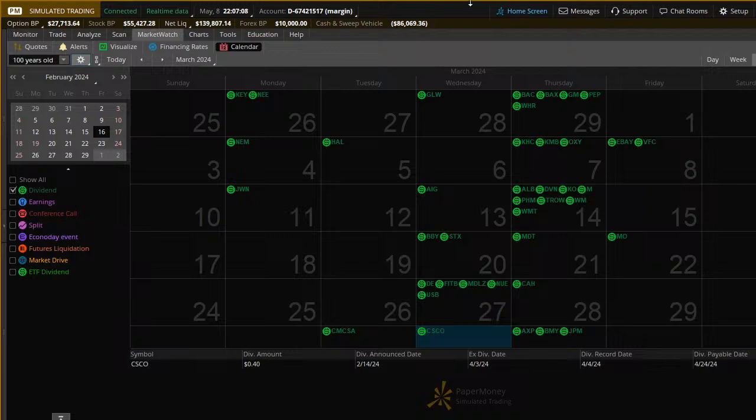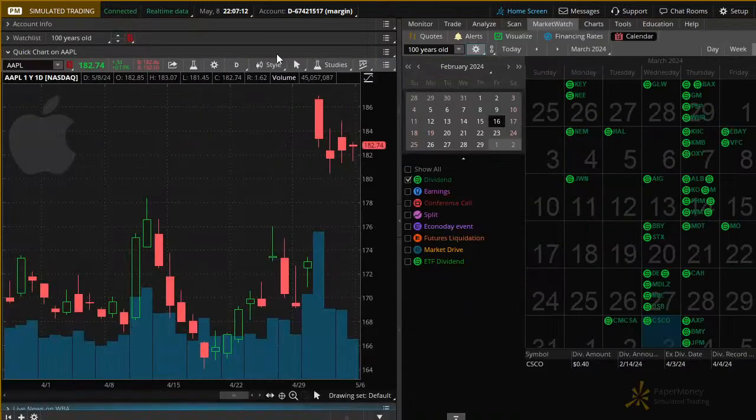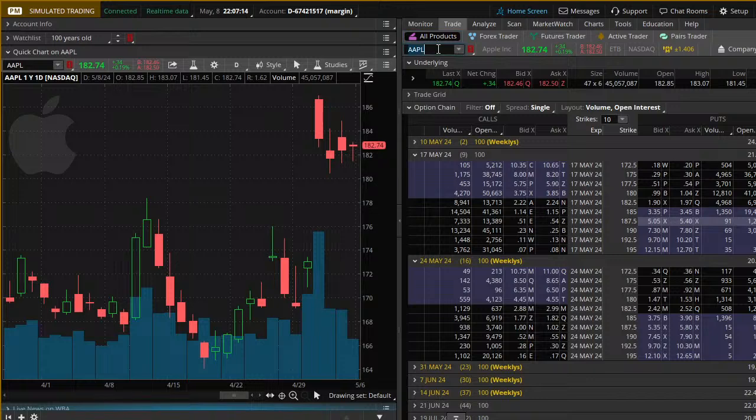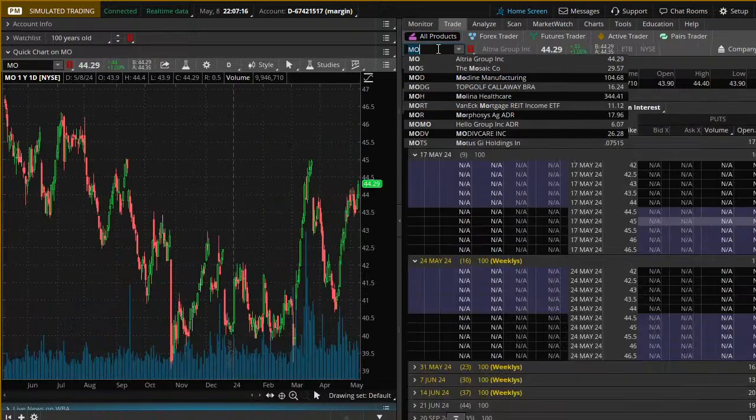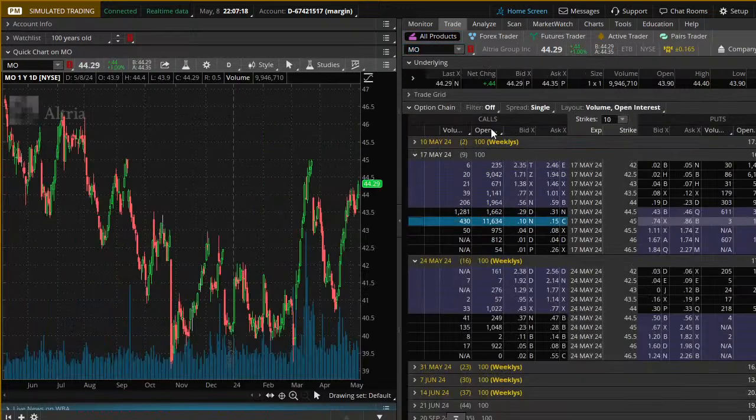Okay, let's see what the numbers look like. Let's go over here. Altria, MO. $44.35. So the closest one is going to be the 45. All right, so it's only paying 29 cents. All right, so you're not getting 1% on Altria.